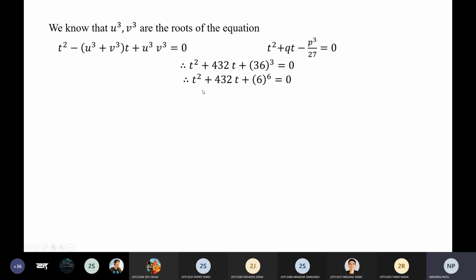So just look here. From this quadratic equation, we can have roots. So what do you say? Which roots are here? From this t square plus 432t plus 6 raised to 6.